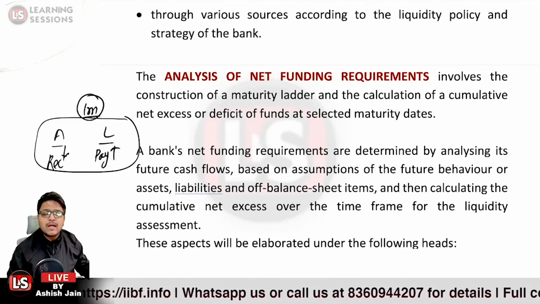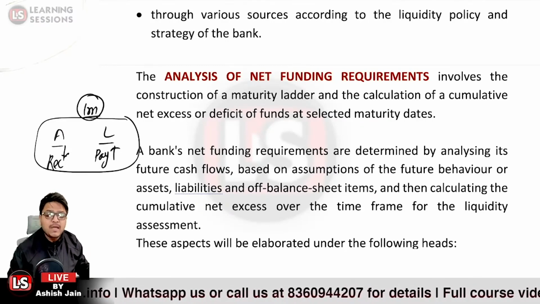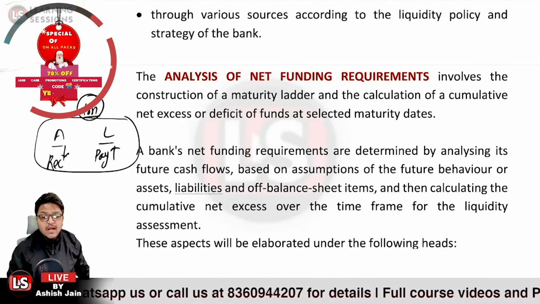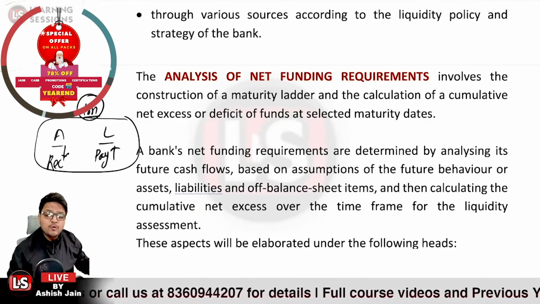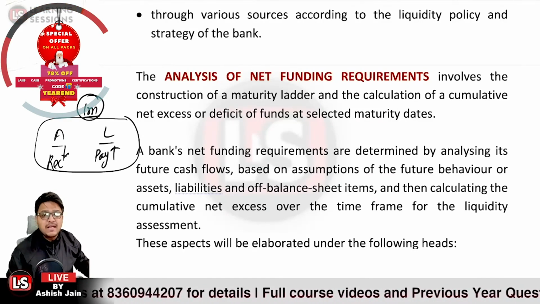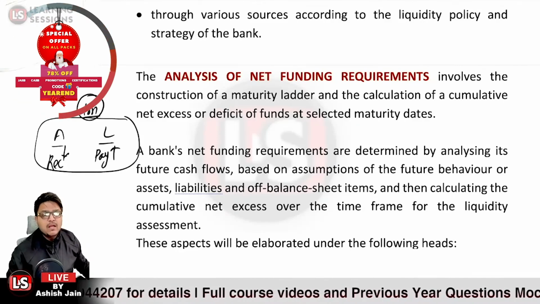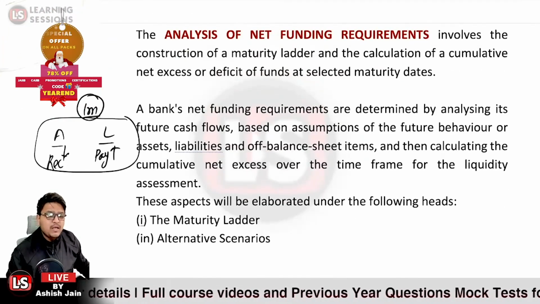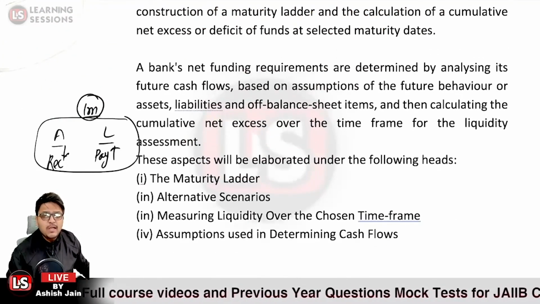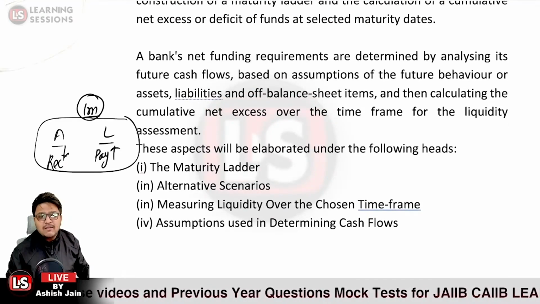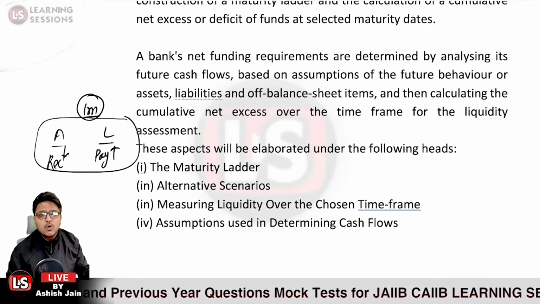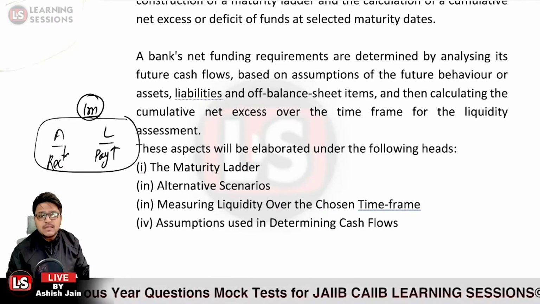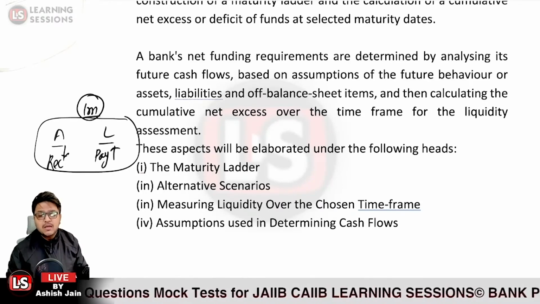Okay, so that is related to that particular part. That is related to the future behavior of the assets and liabilities. That is related to the residual future maturity of the assets and liabilities we are concerned with. Now these aspects will be elaborated under the following heads: the maturity ladder, alternative scenarios, measuring liquidity over the chosen time frame, and the assumptions used in determining the cash flows.